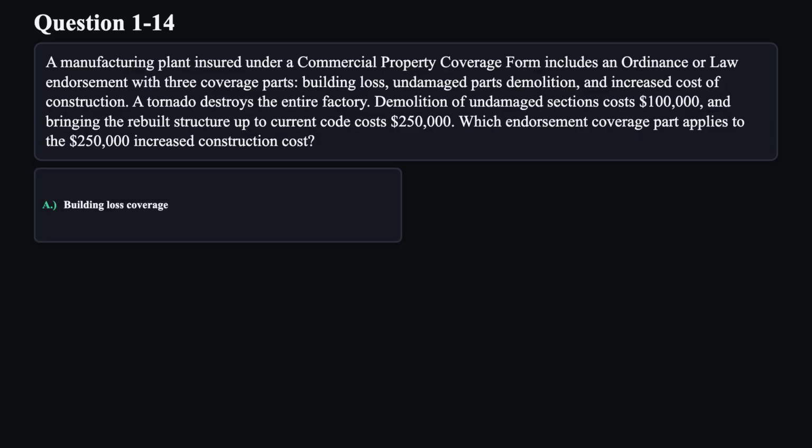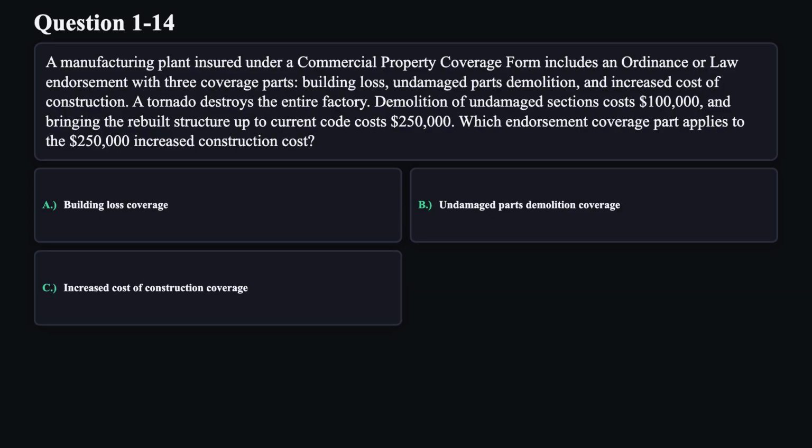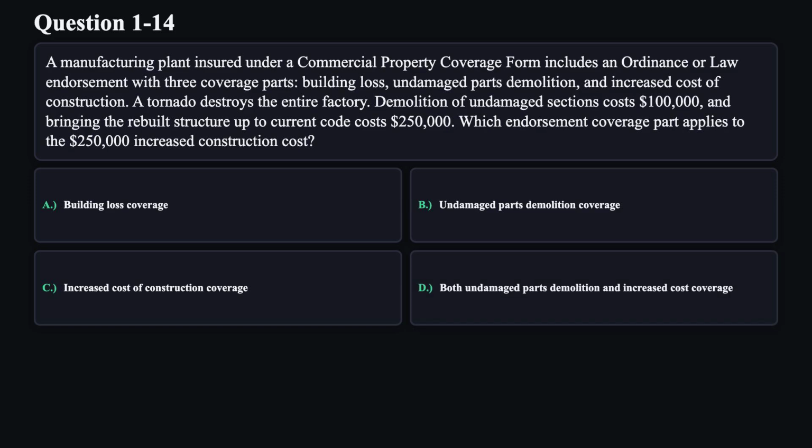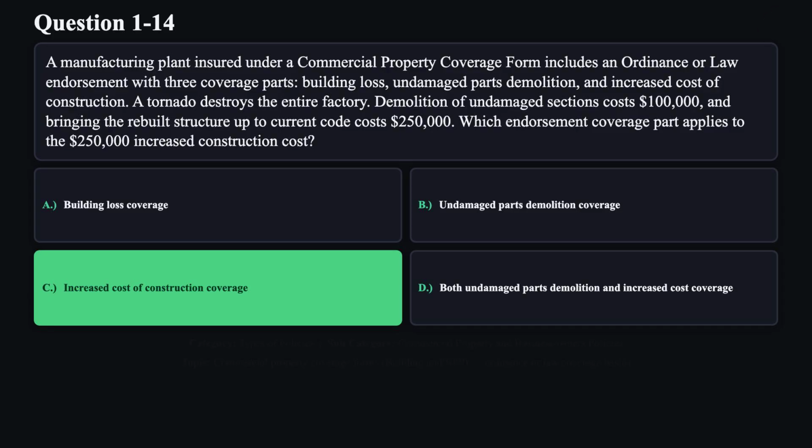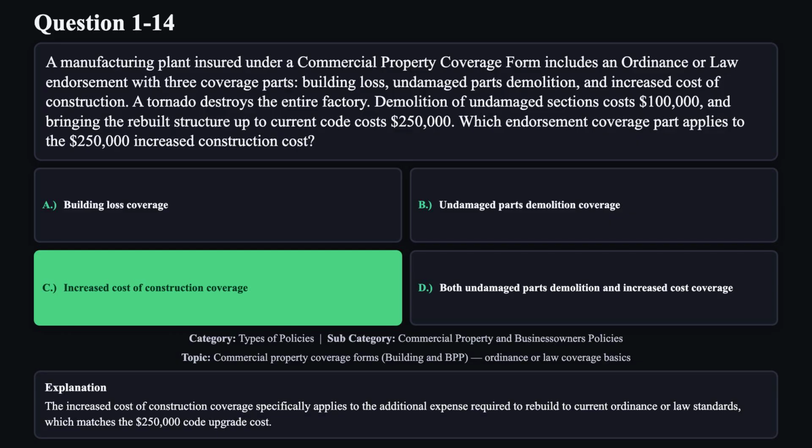A. Building loss coverage. B. Undamaged parts demolition coverage. C. Increased cost of construction coverage. D. Both undamaged parts demolition and increased cost coverage. The correct answer is C. The increased cost of construction coverage specifically applies to the additional expense required to rebuild to current ordinance or law standards, which matches the $250,000 code upgrade cost.